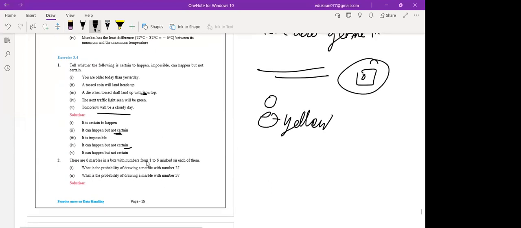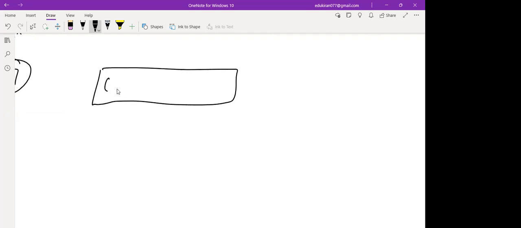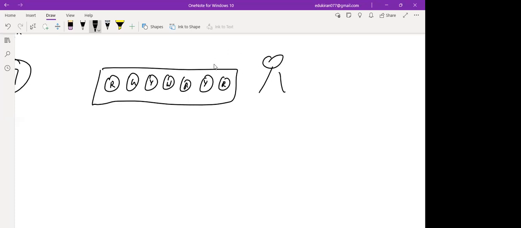There are 6 marbles in a box with numbers from 1 to 6 marked on them. Right? I'm just first teaching you one question. For example, this is a box. Over here, red, green, yellow, white, red, yellow, red. Okay, these are the balls. This is one person. That person randomly came and he will pick the balls. So I asked you, what is the probability that you will get a red ball?